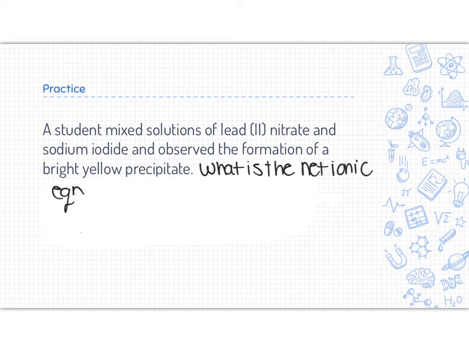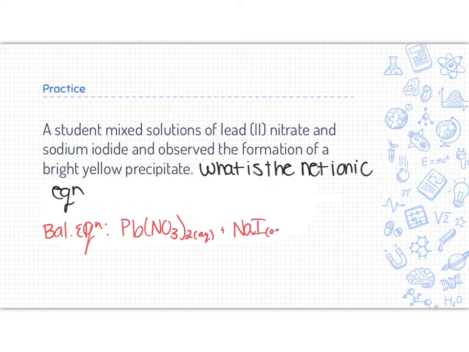So the first thing we need to do is write a full balanced equation. Lead(II) nitrate, Pb(NO3)2, which is aqueous because it's a solution, and sodium iodide, NaI. So it's a double replacement, so we're going to make NaNO3 and PbI2. When we look at our solubility table, NaNO3 is aqueous, PbI2 is insoluble. Balancing, I need a 2 here and a 2 here.